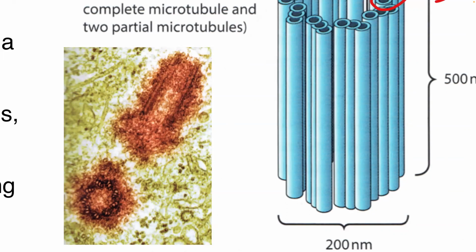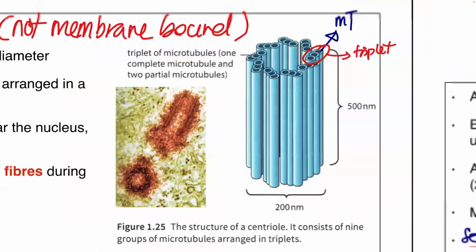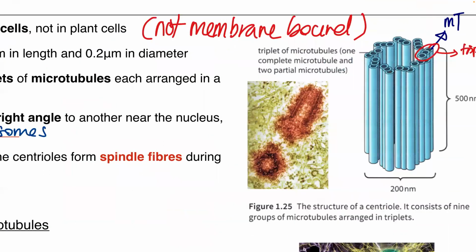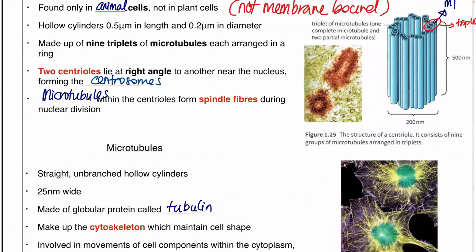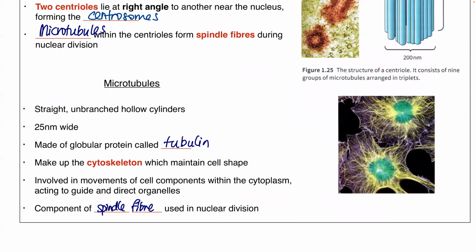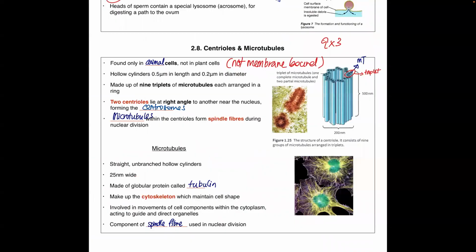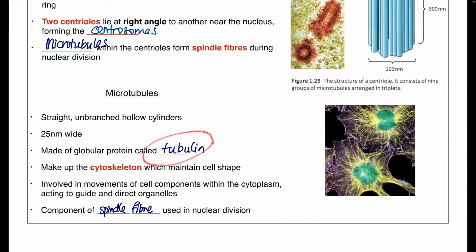Like I say, this is a very flexible structure that can polymerize, become longer, or depolymerize, become short. That actually helps to move things around. Microtubules generally are involved in movement. So microtubules are straight, unbranched, hollow cylinders, 25 nanometers wide. Very small, much smaller. They are made of a globular protein called tubulin.